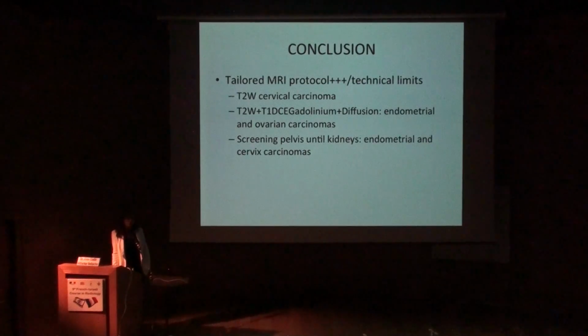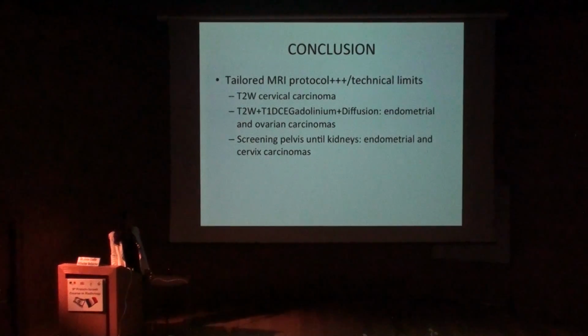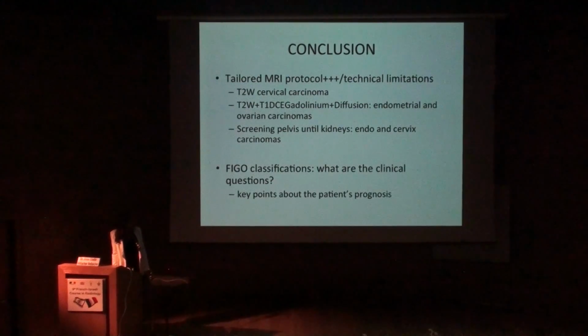T2 is very important. You have to put the slices orthogonal to the pathology that you study. DCE with gadolinium is important to have a dynamic perfusion of the lesion, to have a clearer visualization of the limits of the lesions. And remember that you have to perform an abdominal and pelvic MRI to have a large visualization of the lymph nodes, potentially lymph node invasion.